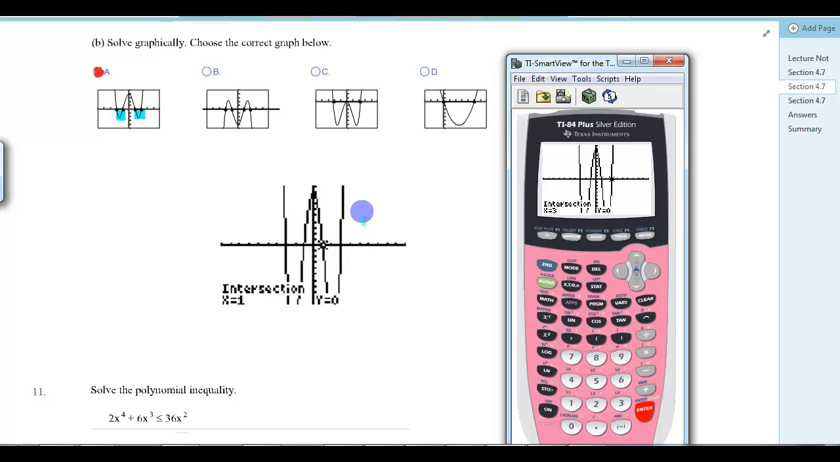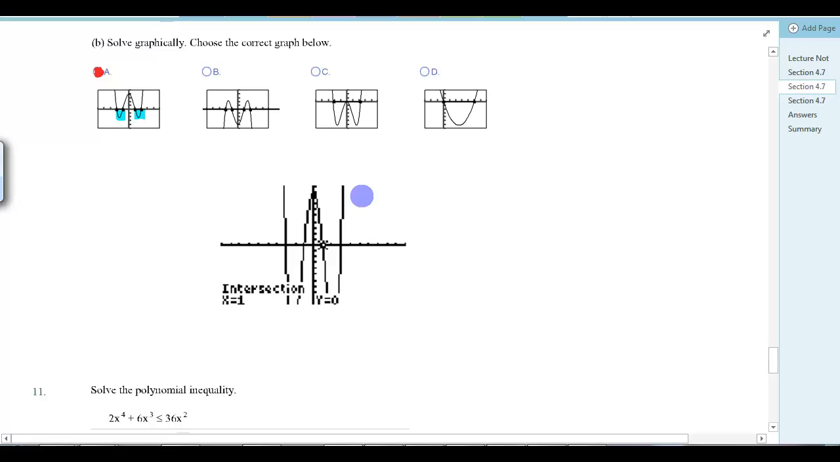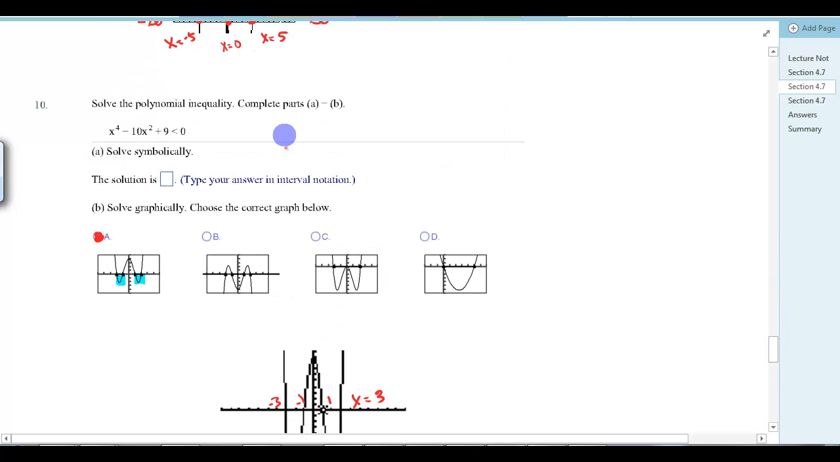And that one's 3. So we got x equals 3 there, and that's at 1. And if we did the other ones, we would repeat that, and we'd have a -1 and a -3. So for the pieces that are under, in your answer, we would have -3 to -1 and 1 to 3. Okay?